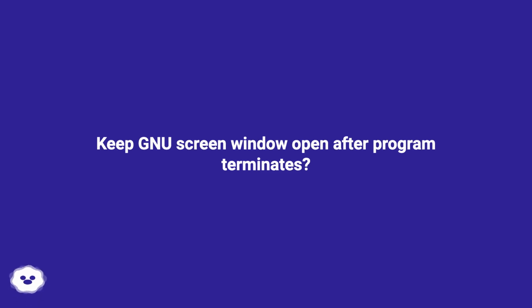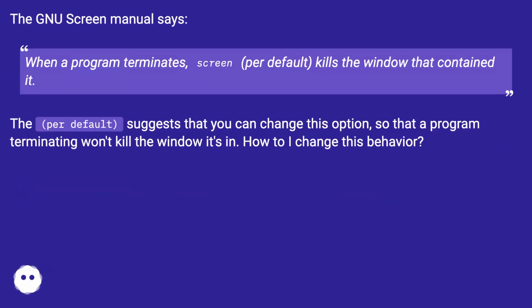Keep gnu-screen window open after program terminates. The gnu-screen manual says, when a program terminates, screen, per default, kills the window that contained it. The "per default" suggests that you can change this option, so that a program terminating won't kill the window it's in. How do I change this behavior?